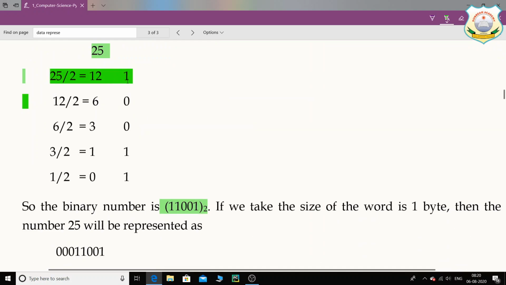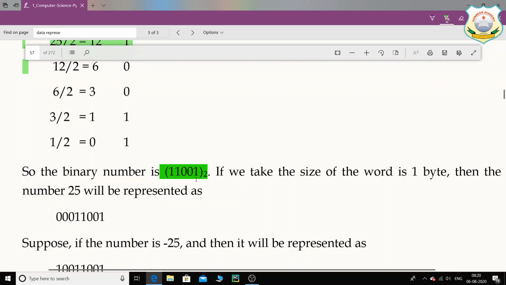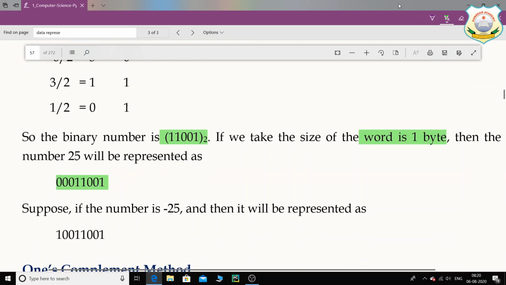Since 25 is a positive number, its binary is 11001. We are going to represent this number in 8 bits, that is, a word of 1 byte. 1 byte is equal to 8 bits. So the first thing done here is to represent this number as an 8-bit number. How do we do that? Just prefix the number with zeros.